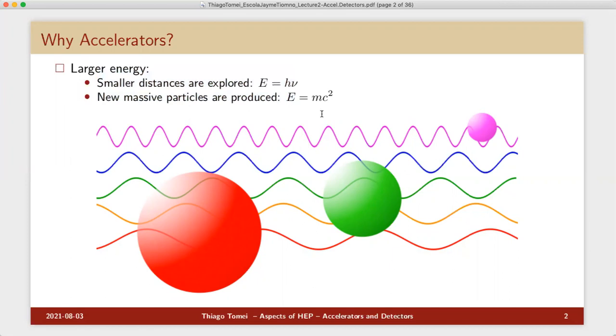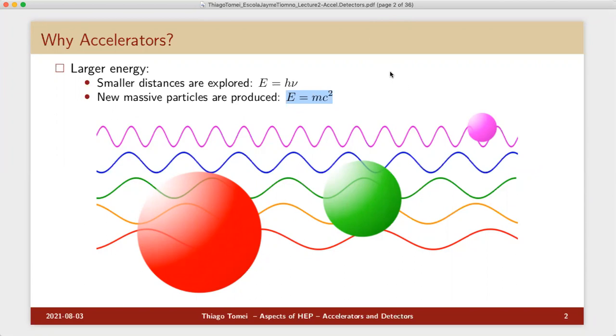The second thing comes from relativity. Remember, E equals mc squared. What does this mean? This means that if you have enough energy, you can produce new particles. And you can see this kind of stuff, for instance, from Feynman diagrams, right?